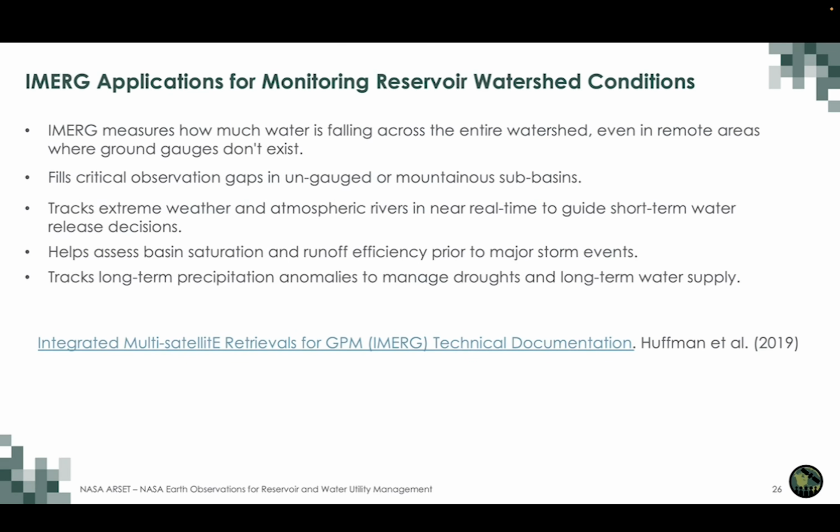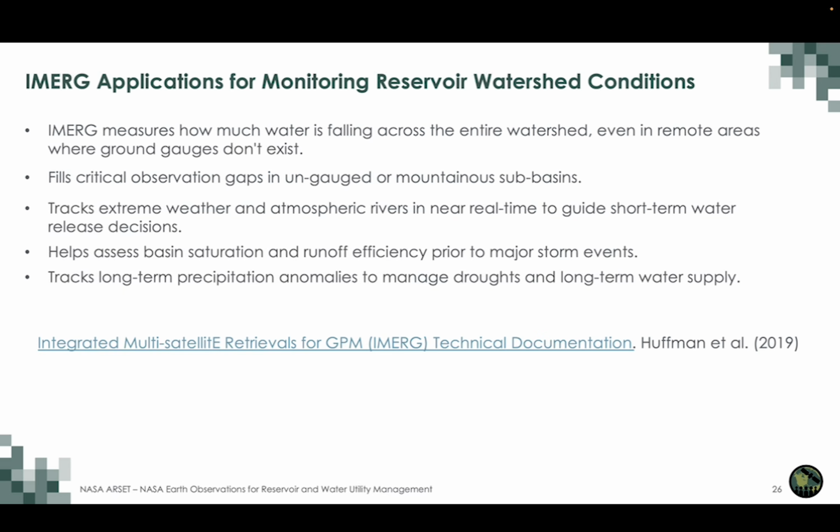Bringing this all together, how do we actually apply iMerge data to reservoir and watershed management? First and foremost, iMerge allows us to measure precipitation across an entire watershed, capturing data in remote areas where physical ground gauges simply do not exist. This is especially vital for filling observation gaps in topographically complex or ungauged sub-basins, where water managers might otherwise be flying blind regarding upstream rainfall.